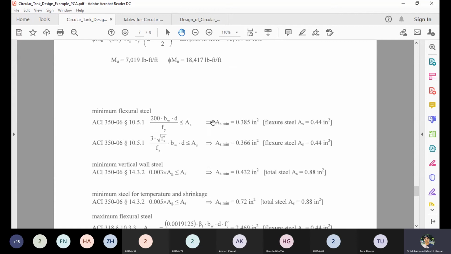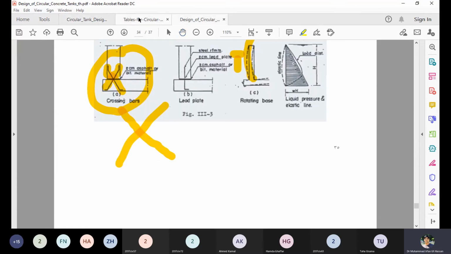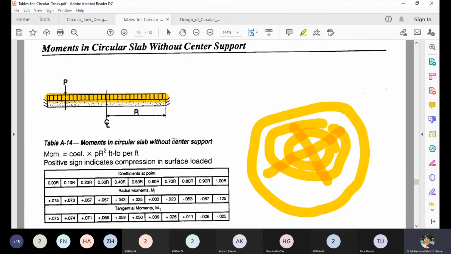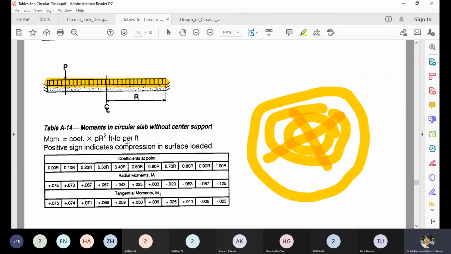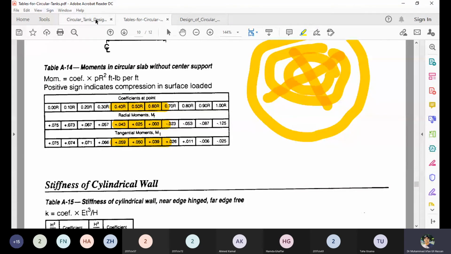Vertical steel is also designed. And if you want to design the circular base slab of the tank, you have to go to the next table, Table A14, and you can compute the forces from the coefficients, whatever the coefficient is at a given radius, times p r square. P is the UDL ordinate and r is the radius. You can compute the moment in the circumferential directions, and you can provide the reinforcement on both sides. In this way, the design of the circular slab can also be carried out.